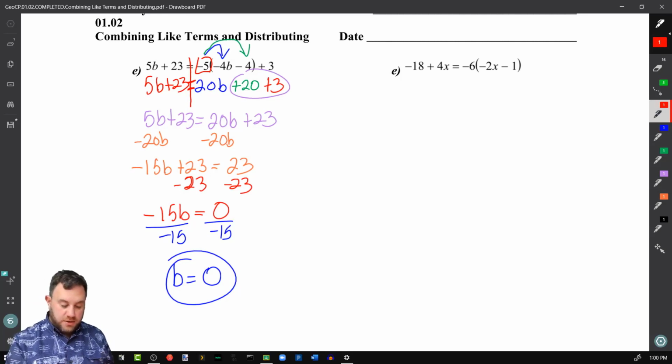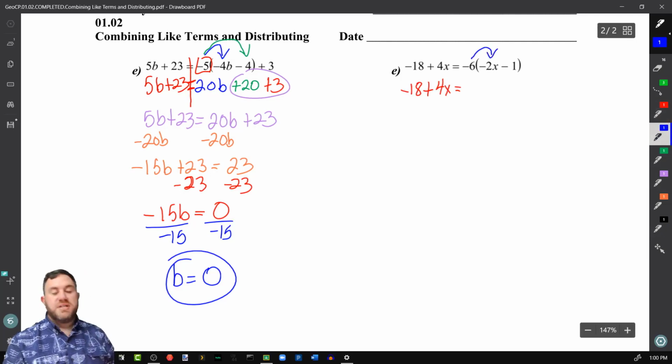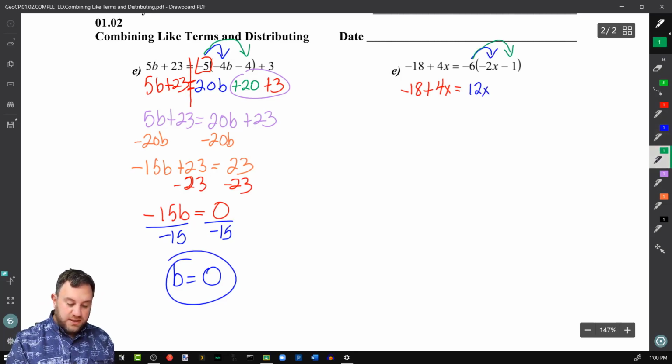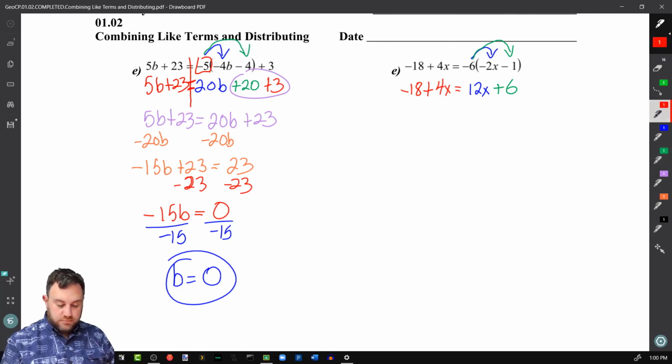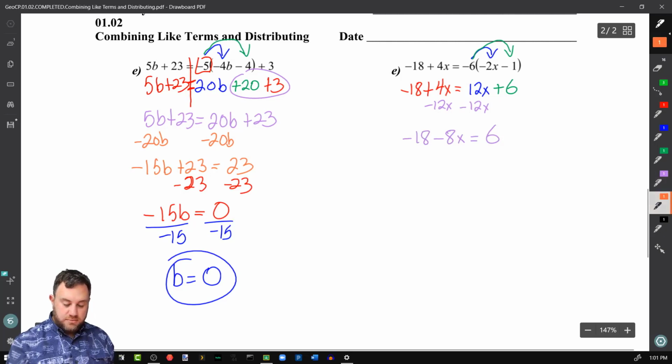E, same idea. We've got -18 plus 4x equals the -6 times -2x, which is positive 12x. -6 times -1 is positive 6. Now, we don't have any like terms on either side of the equal sign, so we skip that and start moving stuff around. So let's go ahead and subtract 12x from both sides. So we get -18 minus 8x equals 6.